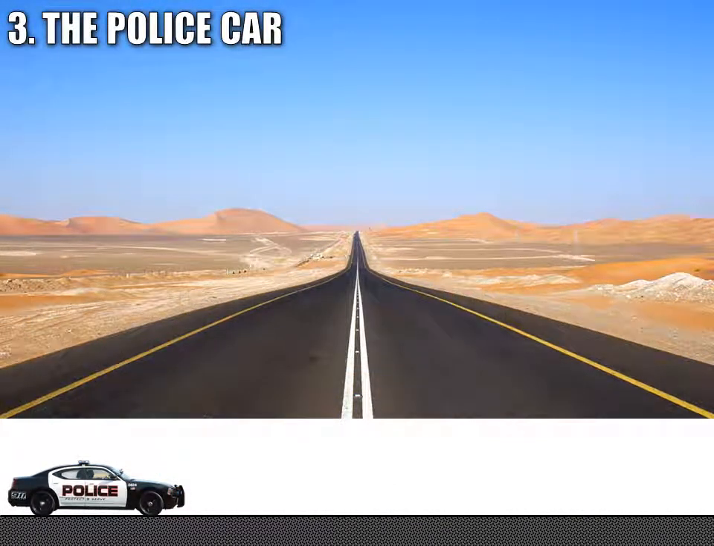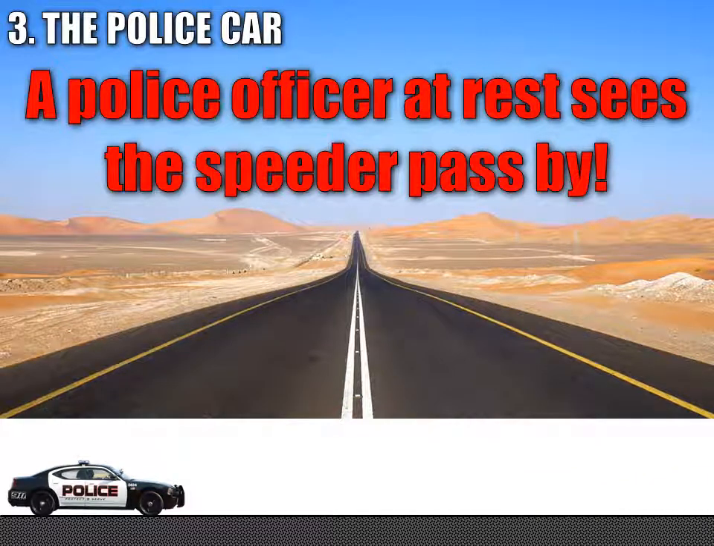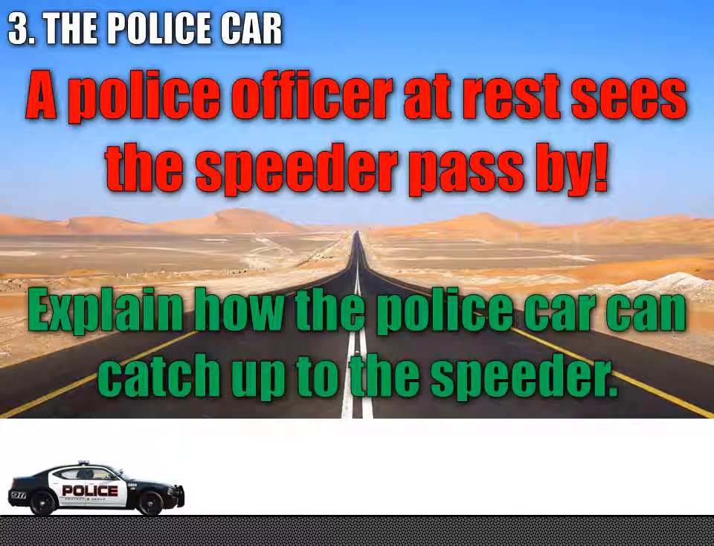Uh-oh, there's a police officer on the side of the road at rest. And here comes the speeder, totally caught. So the police officer is at rest and notices the speeder pass by. I want you to explain how the police car can catch up to the speeder. What does the police car need to do?